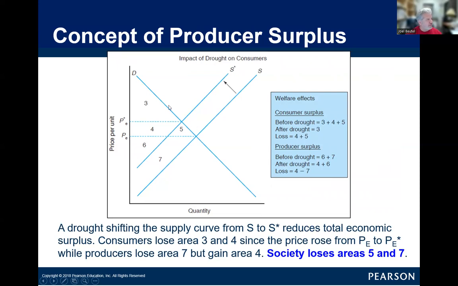After we have a drought and we shift to S star, then our consumer surplus ends up being area 3, and we lost 4 and 5. And for our producer surplus, we end up with 4 and 6, and we lose 7, right? One way. Yeah, I guess that's probably how we'll look at it.